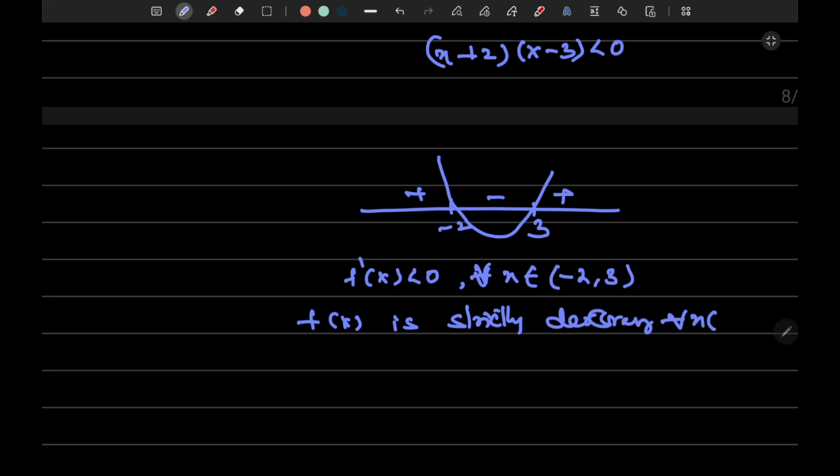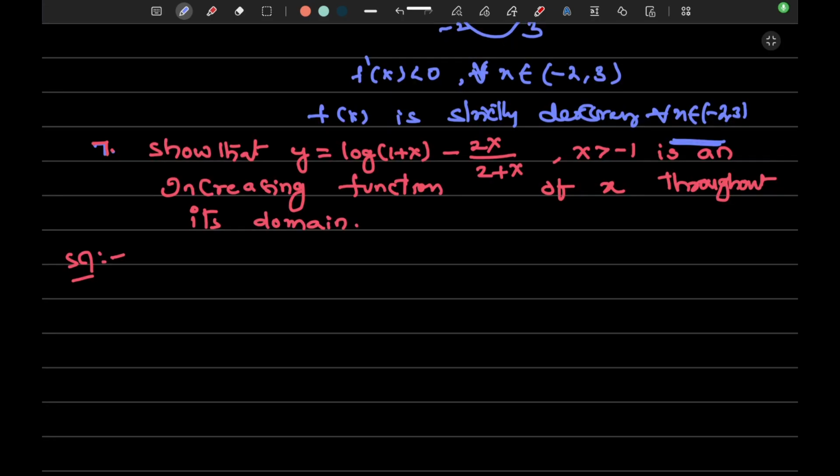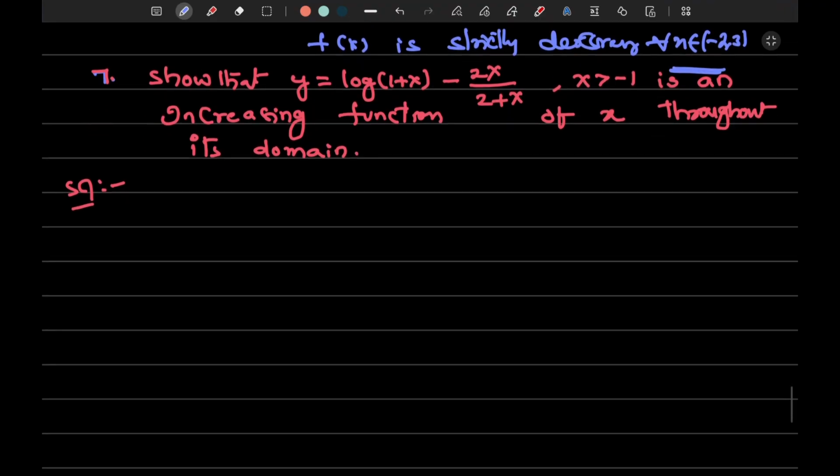For all x belongs to minus 2 to 3. So all the questions are the same model. Okay, we see the second question. Y is equal to log of 1 plus x minus 2x by 2 plus x, where x is greater than minus 1. They are asking, show that it is an increasing function throughout its domain. What have they given here as the domain? Domain is x is greater than minus 1, that means the open interval of minus 1 to infinity.